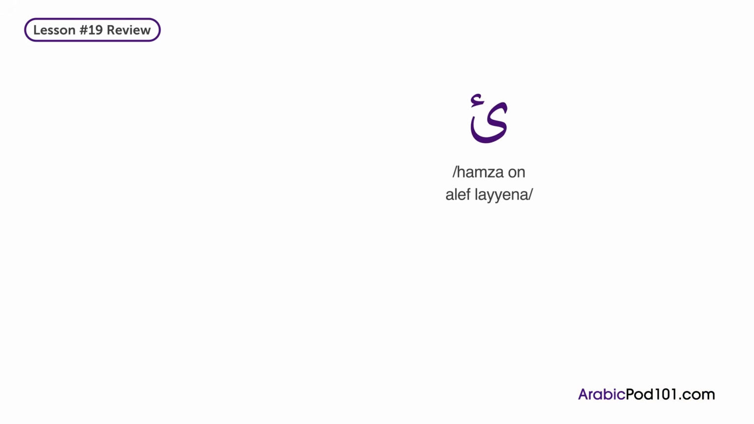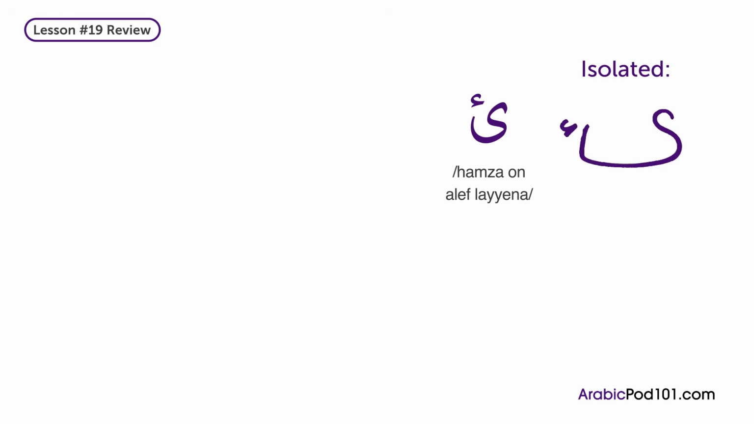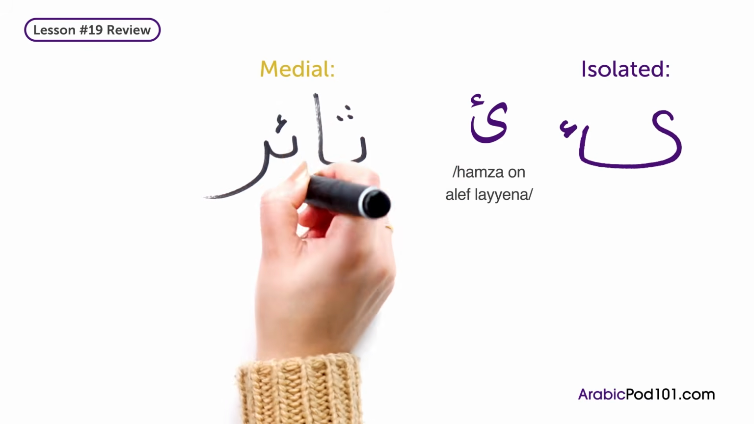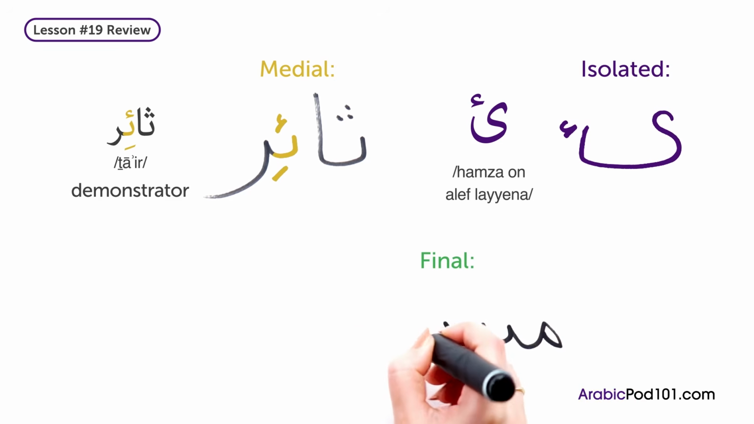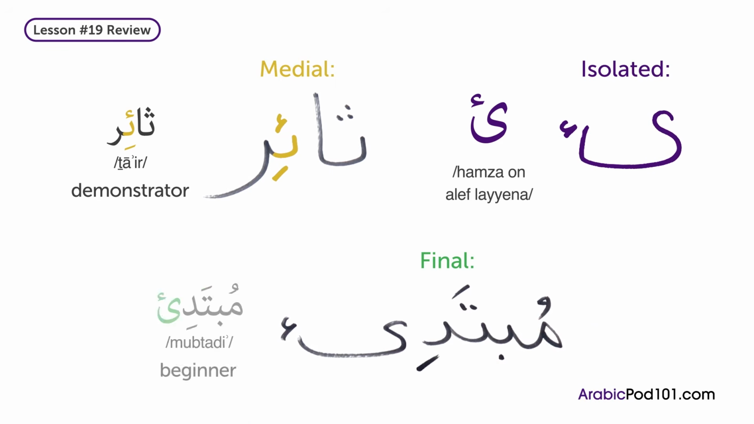Hamza on alif layina, isolated. Medial. ثائر, demonstrator. Final. مبتدئ, beginner. This one comes in the isolated form, the medial form, or the final form. They look quite different though. And that's it for Lesson 20. We're done.